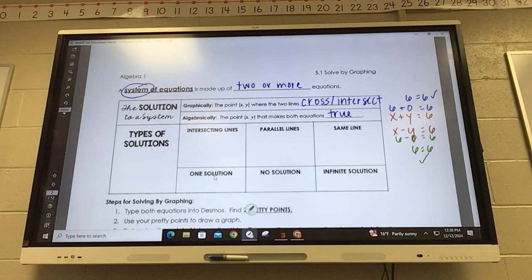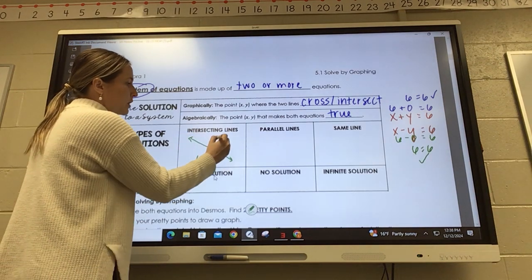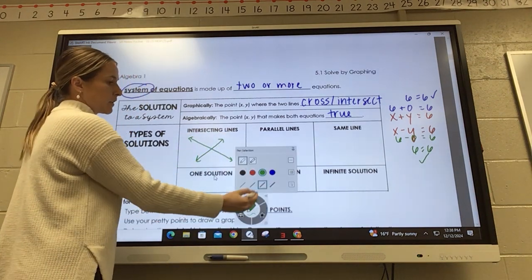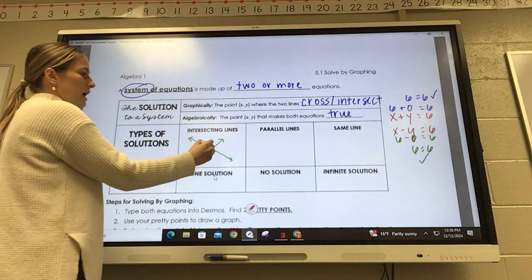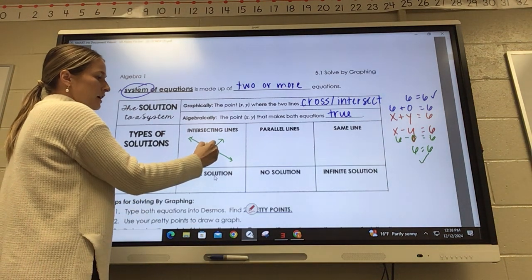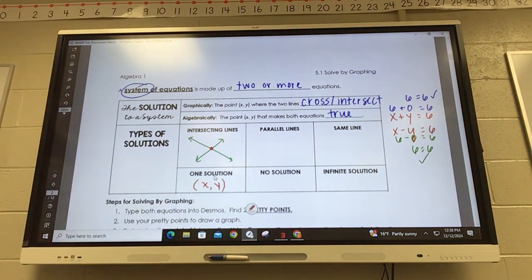So we've talked about on Desmos, when you have intersecting lines, how many answers do you have? 1. It's just where they cross, right? So it's that one intersection point, and you write it as an ordered pair, an x and a y. Don't forget your parentheses. Every year I have the lazy kids not put parentheses around their numbers. Please do that for me.